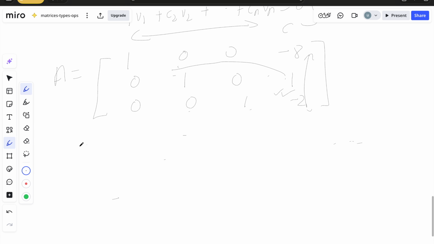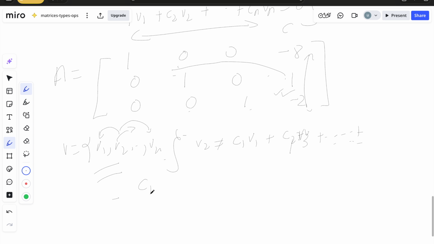So let's say, for example, if we have a set of vectors v1, v2 up to vn, then this set of vectors is said to be linearly independent if no vector in this set can be expressed as a linear combination of the others. So basically v2 cannot be written as some constant times v1 plus some constant c3 v3, or any other combination.